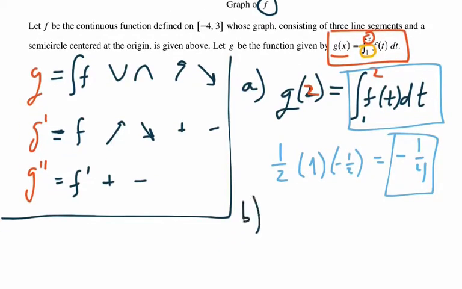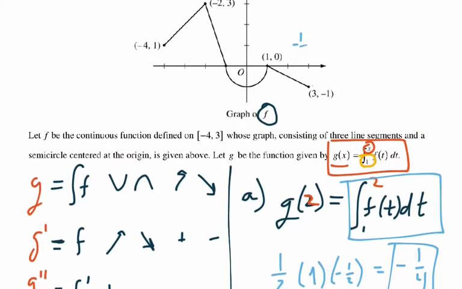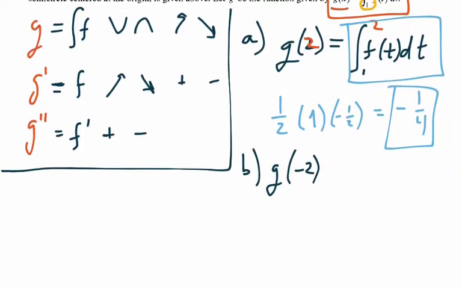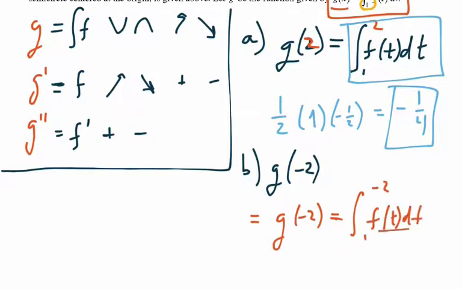So let's find g of negative 2. For this, we're going to start at x equals 1. And then let's write out our formula here. So g of negative 2 equals the integral from 1 to negative 2 of f of t dt. And it is okay that these are f of t dt. You're still just using the graph.